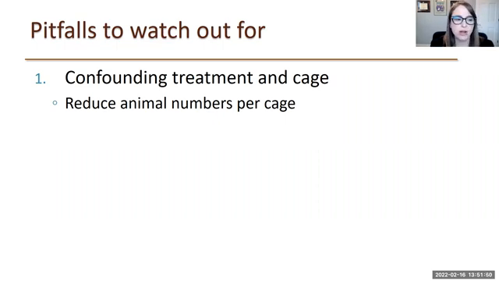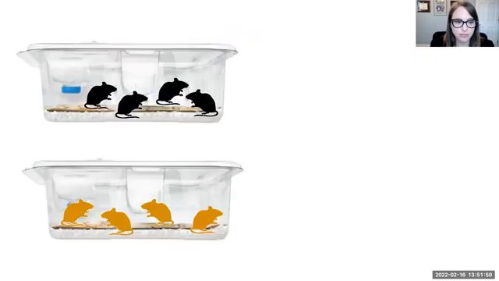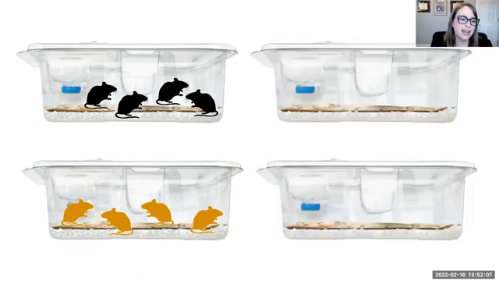The first pitfall to watch out for is confounding treatment with cage and reducing the numbers of animals in cages. As an example of this, you might put all of your drug animals in one cage and all of your placebo animals in another. A better way is to split these apart, because right now, any effects due to cage, which we just found out in the previous example was causing a lot of variability, are confounded with your drug treatment.